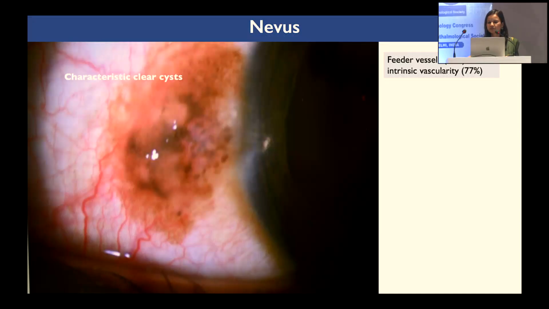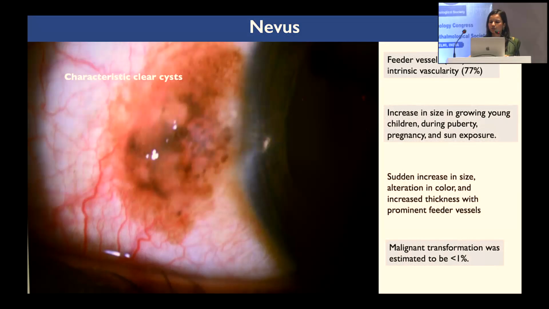And these are known to be associated with feeder vessels in 64% of the cases. So when do you treat?